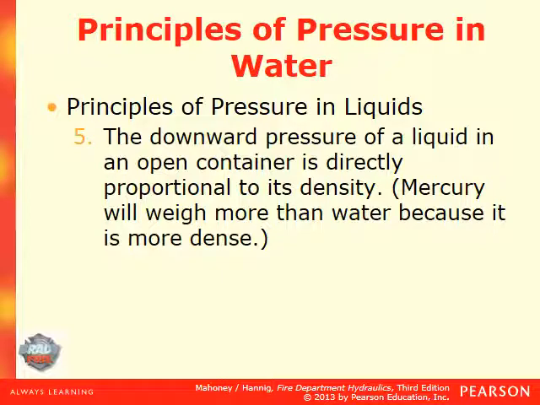Principle number 5. The downward pressure of a liquid in an open container is directly proportional to its density, or basically, its mass, its weight. Mercury will weigh more than water because it is more dense. So with liquids, the heavier it is, the more dense it is, the more it's going to weigh.